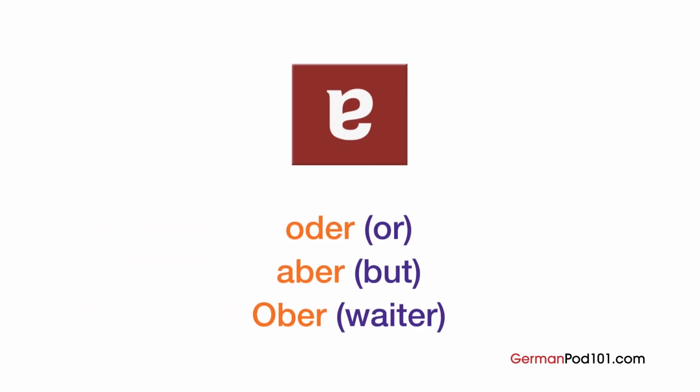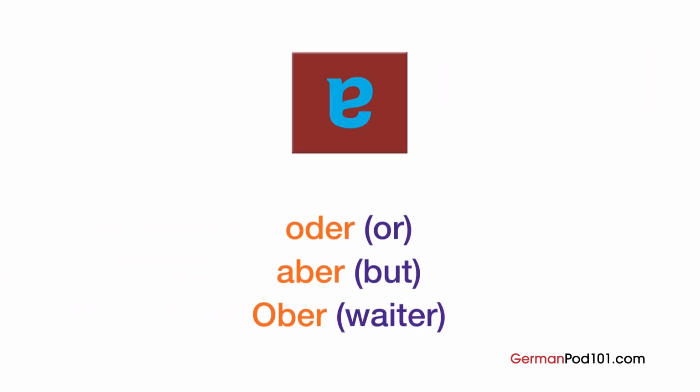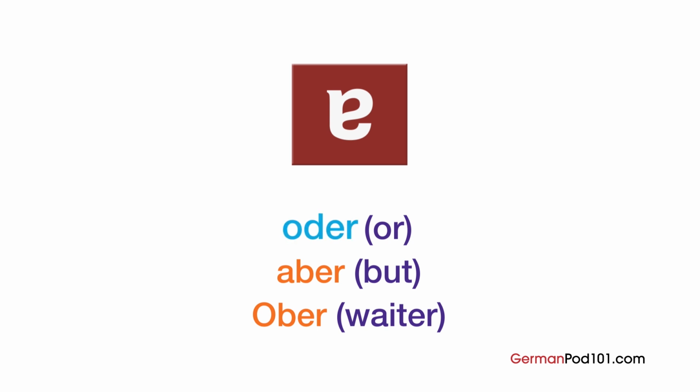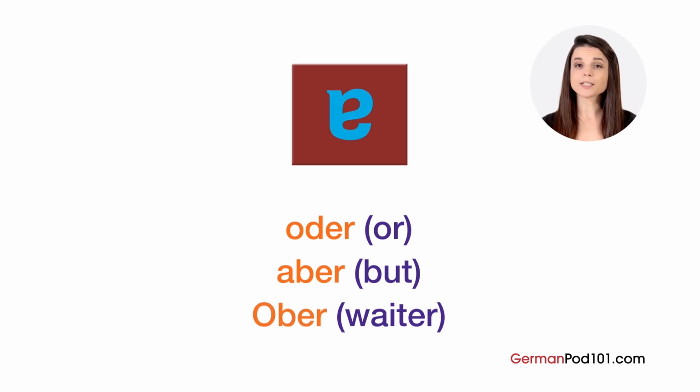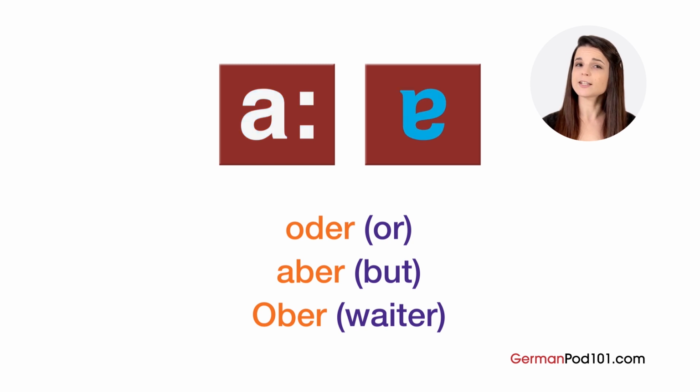The next vowel is O: oder, aber, Ober. This is identical to the previous sound, except that the tongue is raised a tiny bit higher. The sound typically occurs at the end of a word and is pronounced softly.